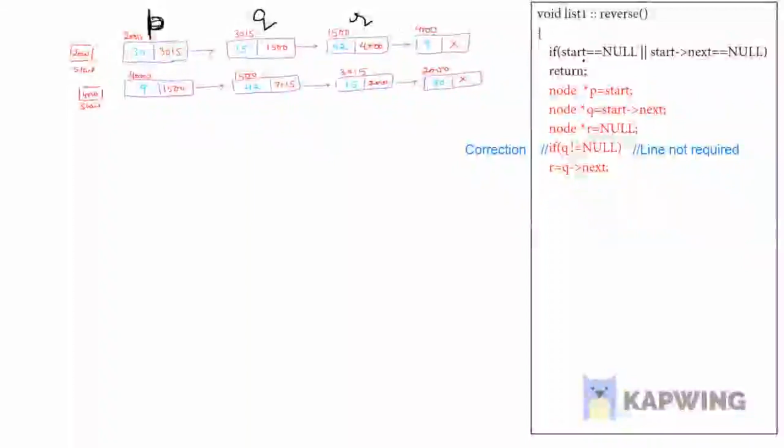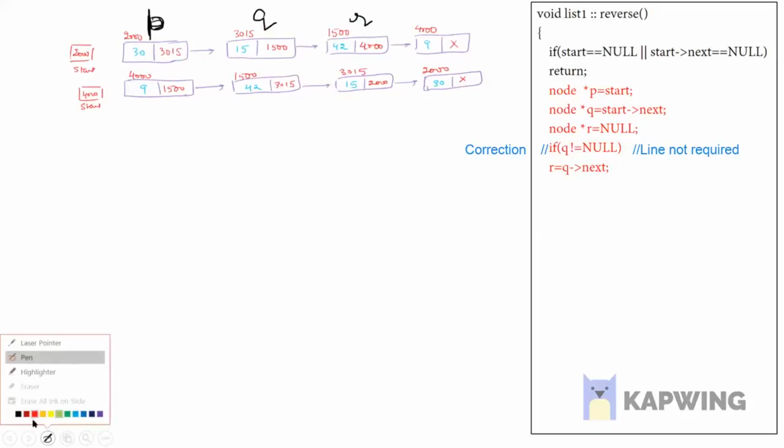Once you have handled the initial cases of the list being empty or having one node, the next step is to initialize the pointers. P points to the first node, Q points to the second node, and R points to the third node. That means P is equal to start and Q is equal to start next, that is the second node, and if Q is not equal to null, then R is equal to Q next. This is just to avoid a segmentation fault. Now these three pointers you have chosen, we have to apply the general principle Q next is equal to P.